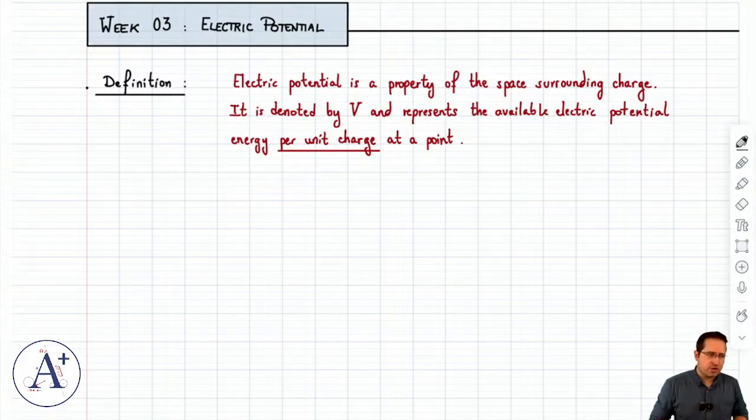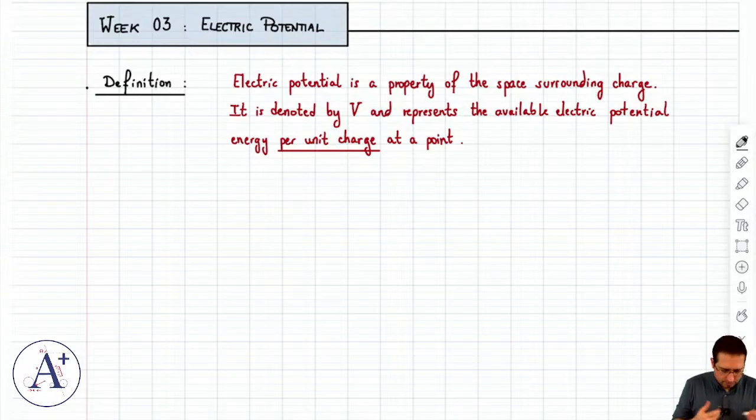Specifically the per unit charge part, because that's the part that makes it a little strange perhaps. But it is very interesting to have a quantity per unit charge. You might wonder why that is, but actually let's talk about why that is.